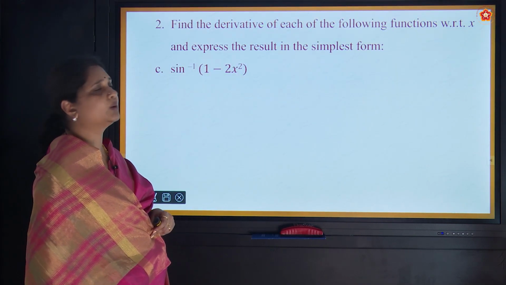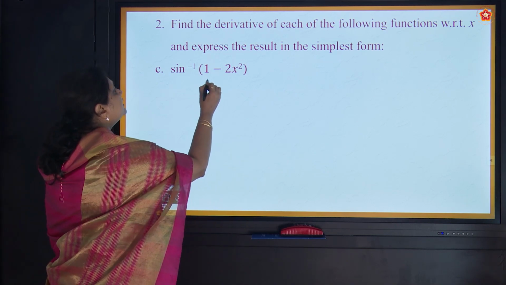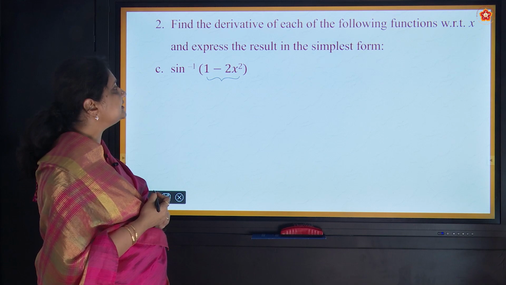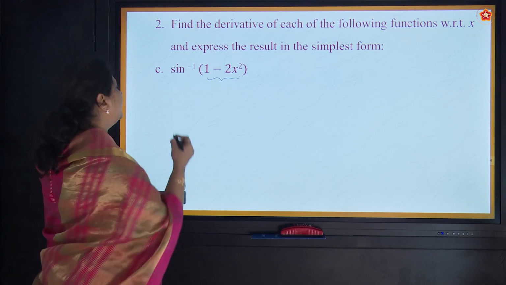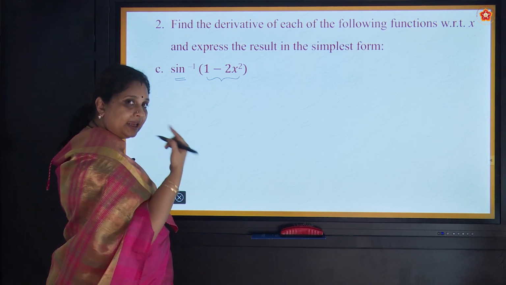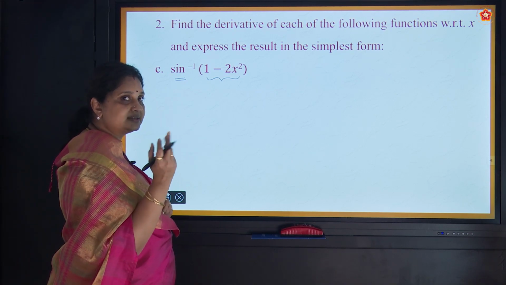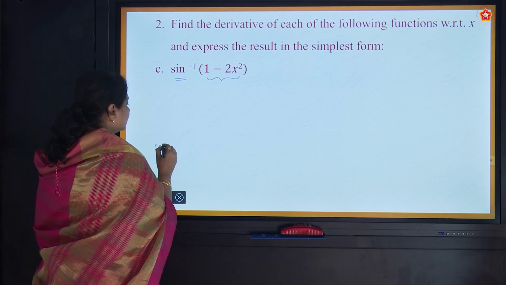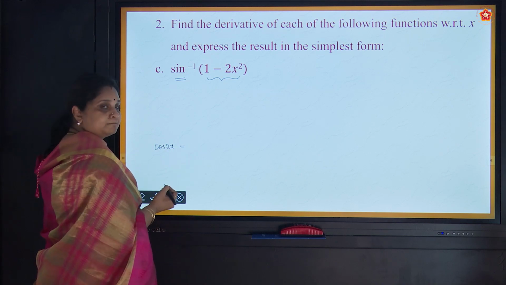Next question is a similar one. So sine inverse of 1 minus 2x square. Now what identity will I use? Same way, I need to get sine here. That's my aim, not anything else, because sine inverse and sine will get nullified. So let's see. Again, we have the cos 2x formula with us.